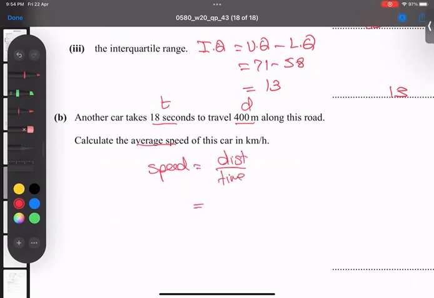But there is one issue. What is the issue? This is in meters and here it is kilometers. That is one problem. Second, it is seconds and here it is hours. So we have to be careful. First of all, to convert from meters to kilometers, small to big, always divide by 1,000. And similarly, from seconds to minutes to hours, again small to big, divide by 60 and divide by 60.